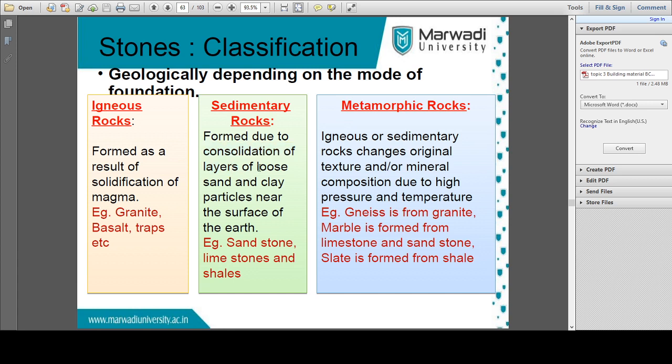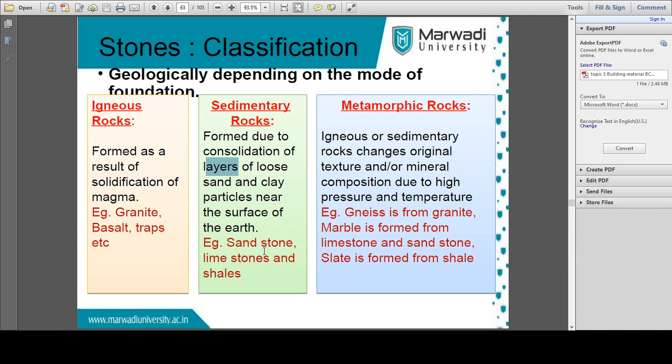Either it is composed of loose sand or clay particles below the earth surface. Now consolidation means it is under pressure. So this layer will get generated first, and certain pressure will act upon it in the form of earth pressure. Over here we can have two examples, sandstone and limestone.